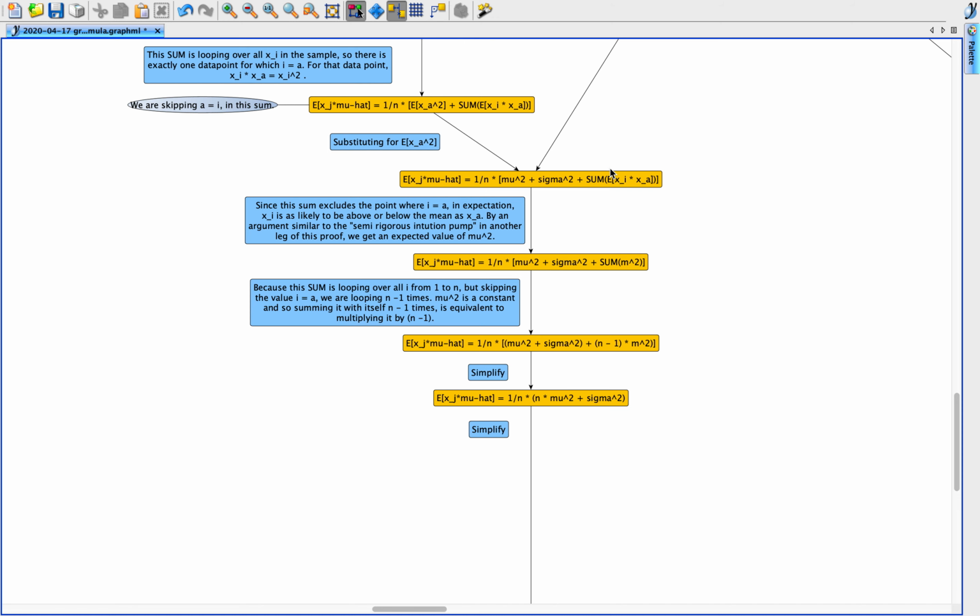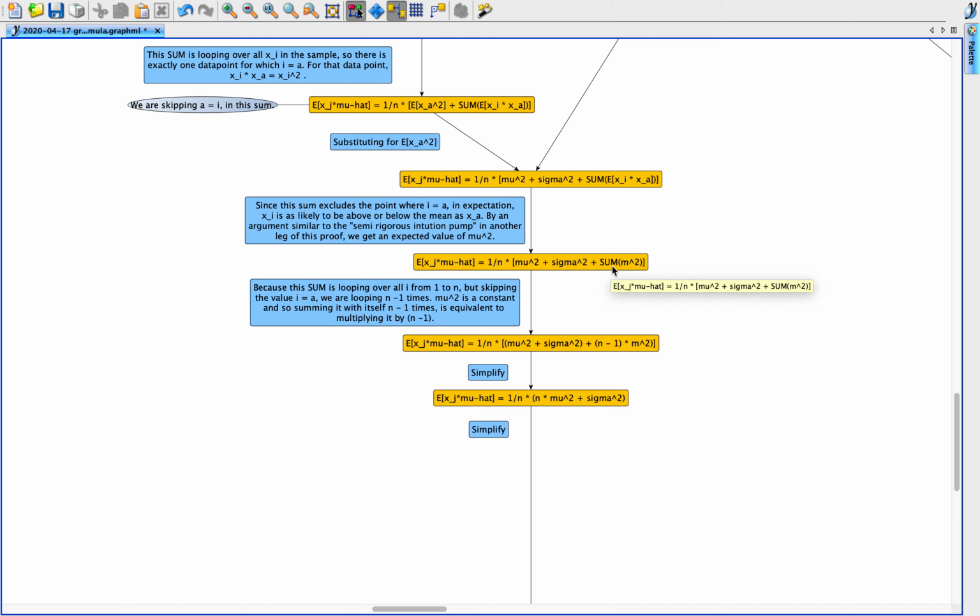But in this case, because xi is not equal to xa, it's just a random draw, and each one is as likely to be above or below the mean in expectation. So in expectation, the value of xi times xa is equal to mu squared. It might be above, it might be below, but in expectation, it's equal to mu squared. So we substitute mu squared into that sum.